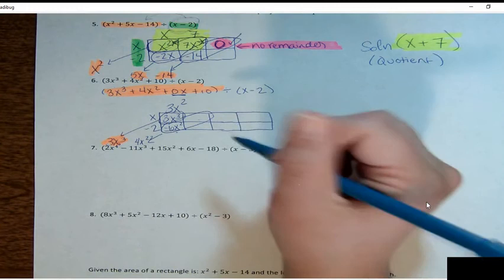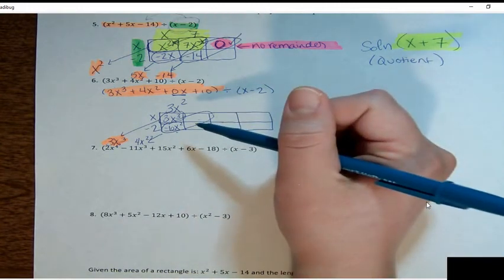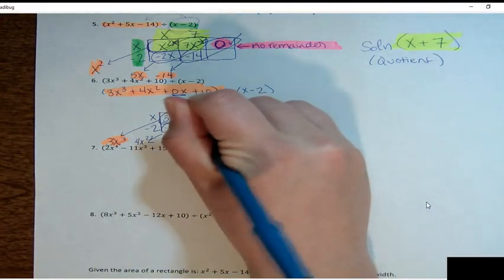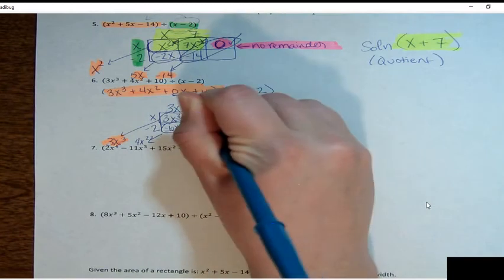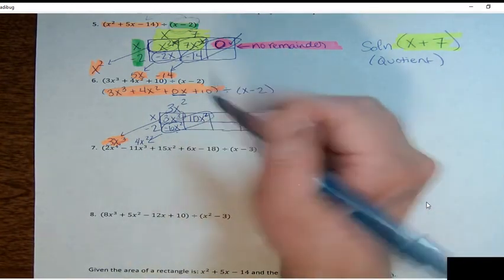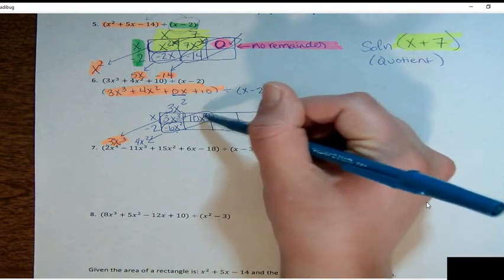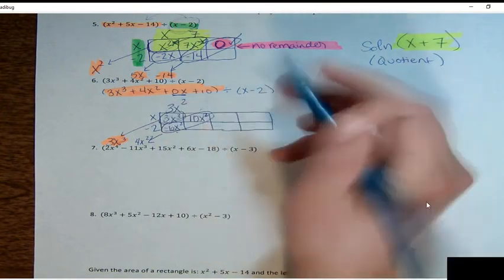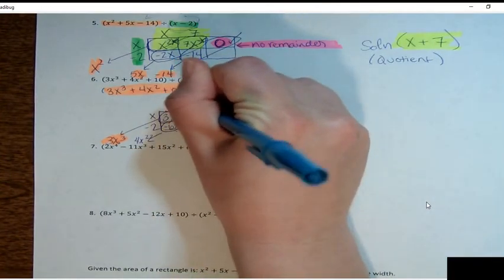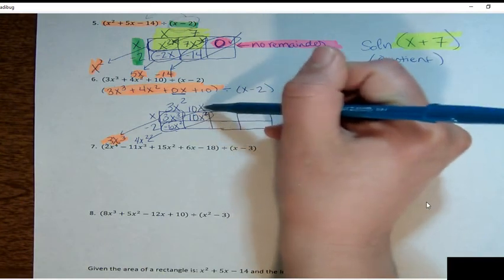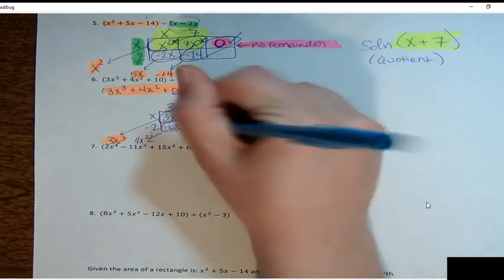So let's see here. We need to get all the way to 4. So we need to add 10x squared. Okay. 10 minus 6 gives me 4. So now all of a sudden, I have something here. So I need to figure out what goes on top. x times what gives me 10x squared? That answer is going to be 10x. Now down here, I can fill in my box. Negative 2 times 10x gives me negative 20x.